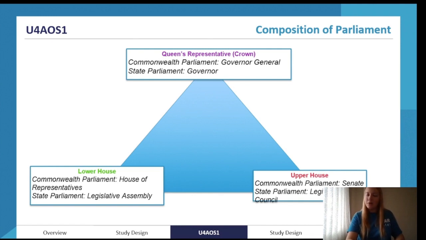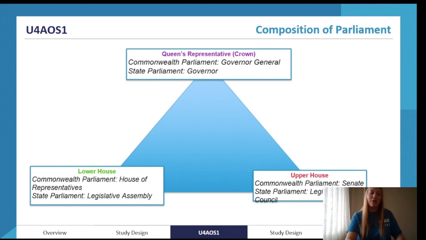Then we have our upper house, which is our house of review, often referred to that way because this is where laws are not usually introduced. A bill, a proposed law, is usually raised in the lower house, goes through the three reading steps there, gets approved, and goes to the Senate, where it also needs to go through these steps and also be approved.